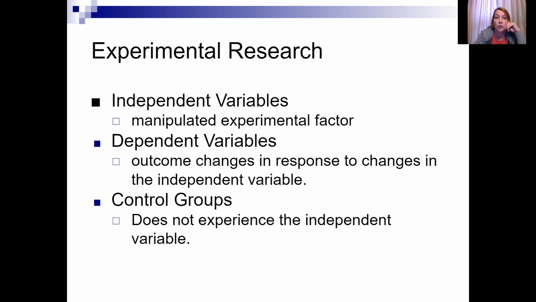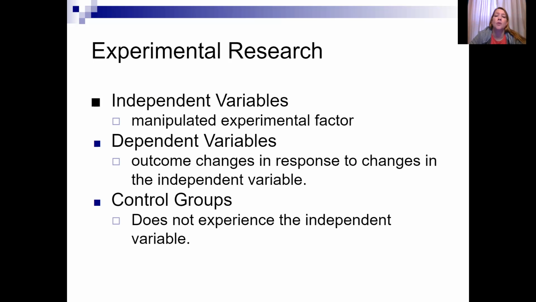Okay, experimental research is the third area. Now, hopefully you have gone through this in other classes, and this is just a review. So in experimental research, you have independent variables. That is the one that is manipulated for the experimental factor. Dependent variables change in response to changes in the independent variable, and then the control group that does not experience the independent variable.